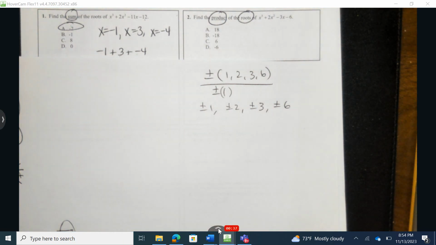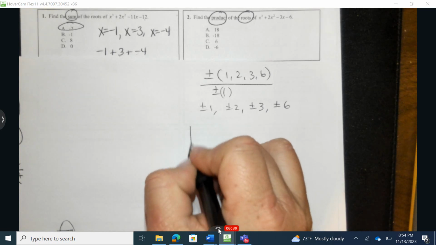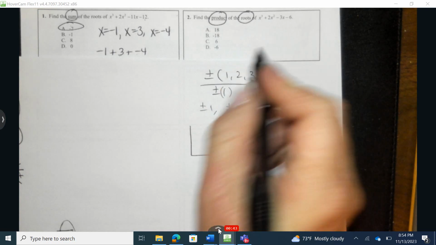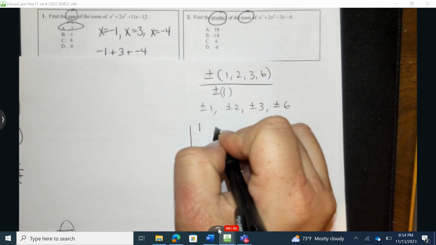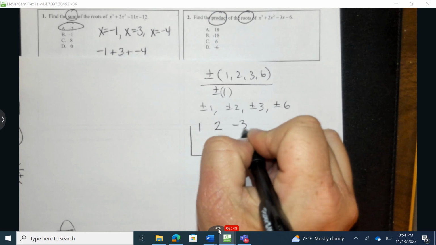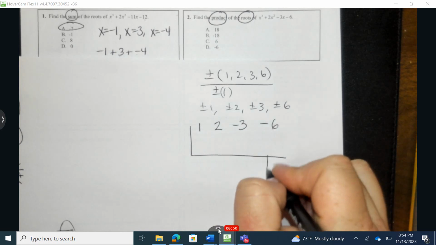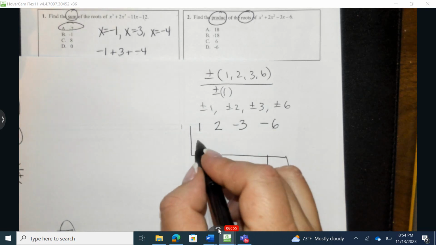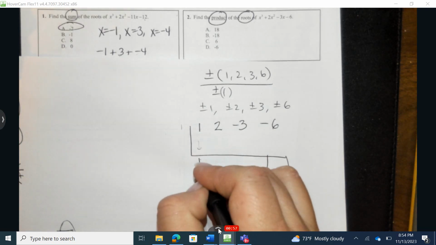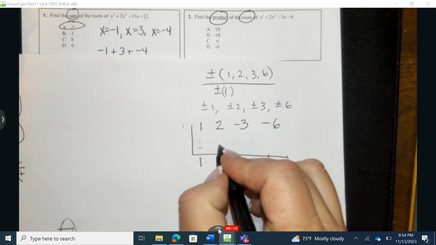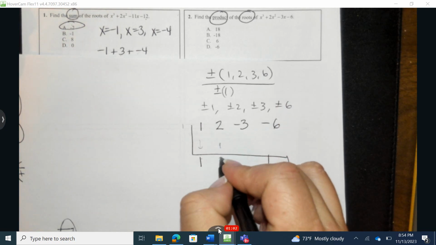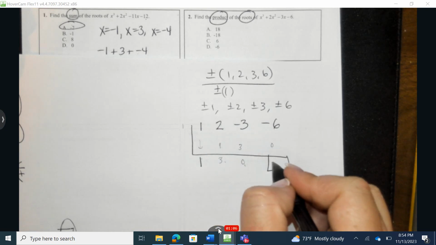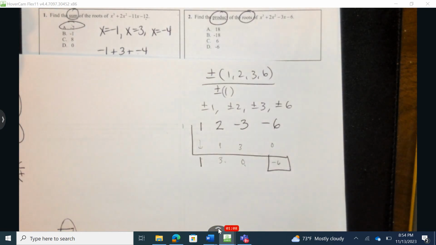Let's start by looking at positive 1. I'm going to write really light because I do not have a pencil with me at home. I'm going to identify the coefficients: 1x to the third, 2x squared, negative 3x, and negative 6. And I'm going to really lightly try positive 1. So I'm going to drop down the first number. It's always going to be 1 regardless. Multiply to get 1. So 1, add down to get 3. Multiply to get 3, add down to get 0. Multiply to get 0. This does not give me a 0. That means 1 doesn't work.